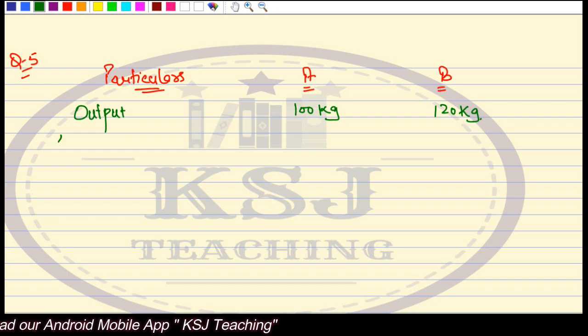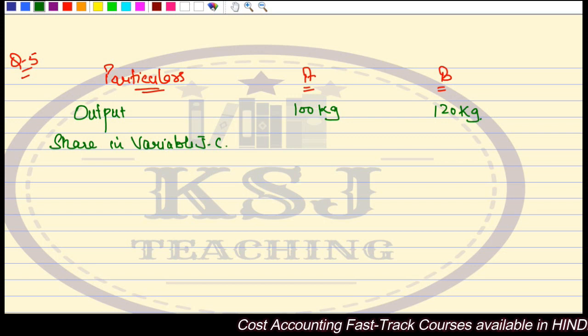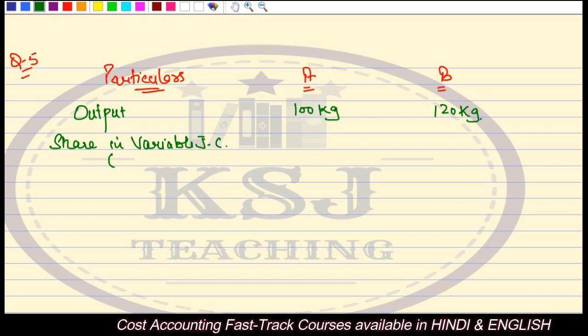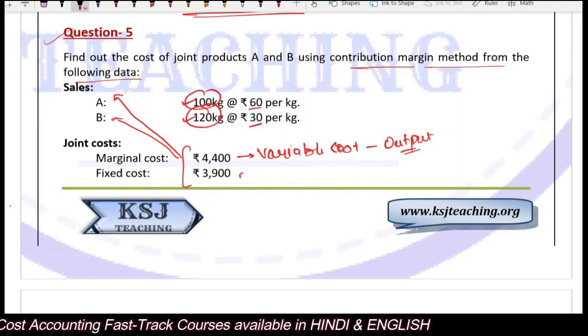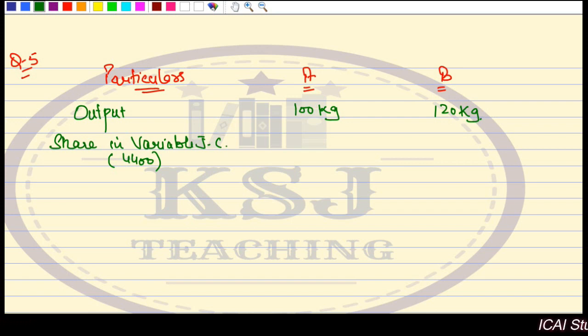Now the second thing is share in variable joint cost. Now see, what is the variable joint cost? Total cost, 4400, right? 4400 rupees is the total cost. Now this variable joint cost will be distributed in which ratio? In the ratio of output, that is 100 kg to 120 kg, right?